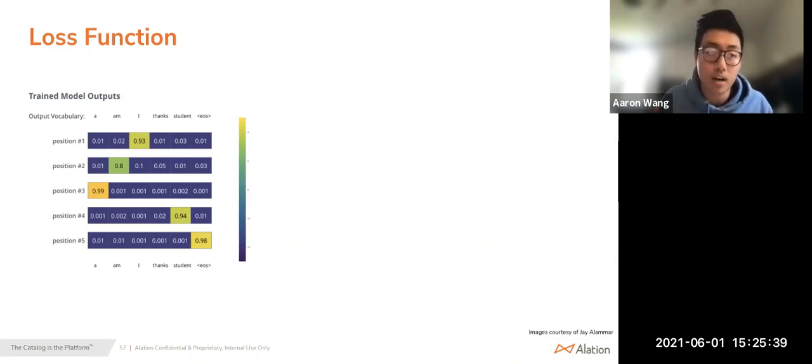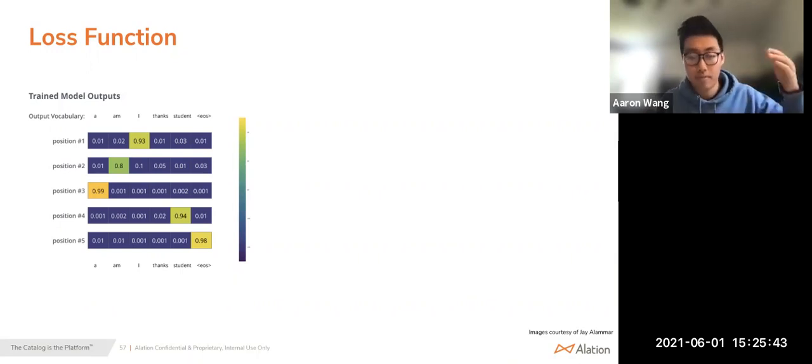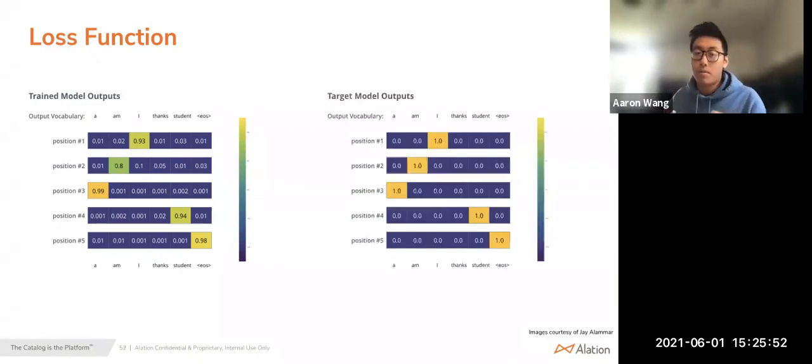So it's 93% confident that at position 1, the word should be I, right? And then so forth. So these are the predicted probability distributions. And then we have the target model output, right? Well, they should be 100% confident that the first word is I, because it is the word I, right?